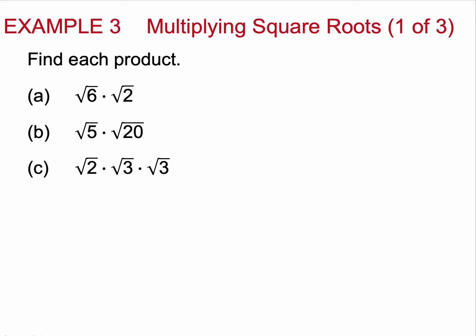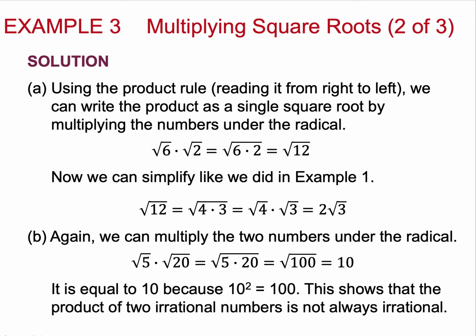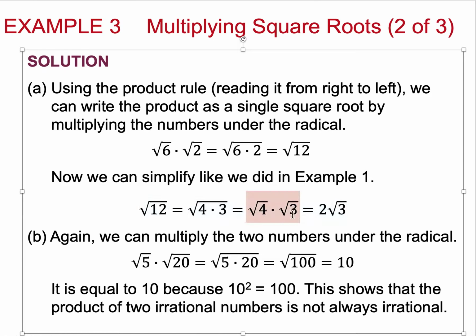So let's do some practice with working the product rule backwards. So if I'm looking at the first one, square root of 6 times square root of 2, the product rule says we can put it underneath one radical. So when I do that, what's interesting is I get the square root of 12, and the square root of 12 is not considered mathematically correct because it can be simplified. How do I know that? The square root of 12 is divisible by 4, which is a perfect square. So I have to actually break it down into 4 times 3, square root of 4 times square root of 3, and then my final answer that's fully simplified and mathematically correct is 2 times the square root of 3.